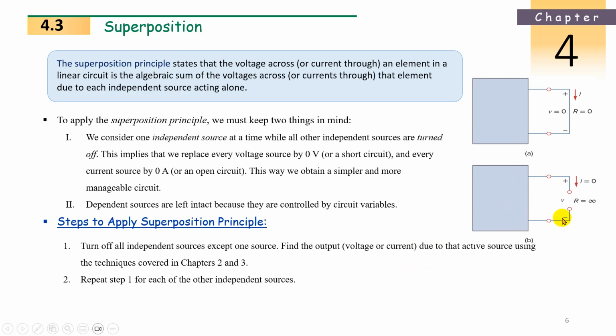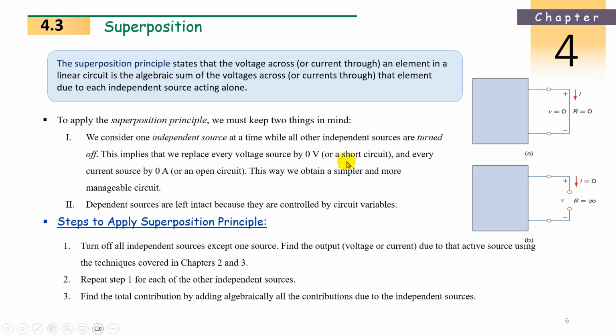If I have 5 independent sources, how many steps do I have to follow? 6 steps. 5 steps for solving individually for each source, and the 6th step to join everything. So repeat step 1 for each of the other independent sources. Last one: find the total contribution by adding algebraically all the contributions due to the independent sources.